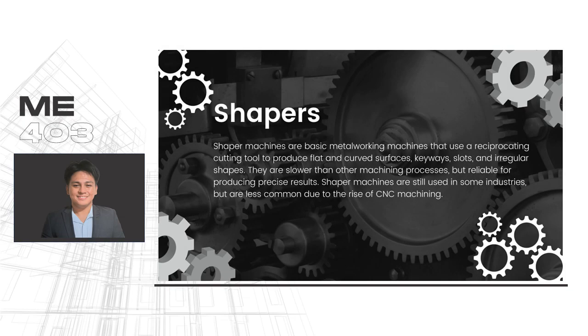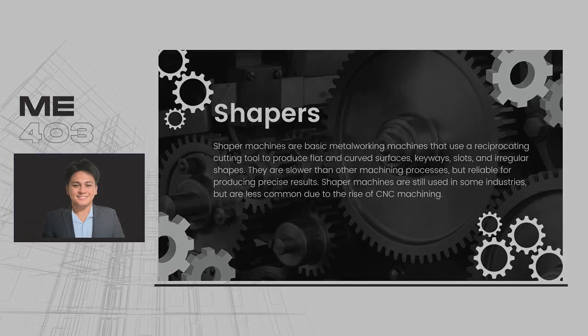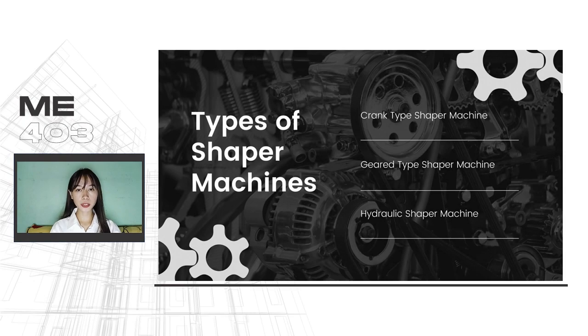A shaper is used as a reciprocating cutting tool for flat and curved surfaces, keyways, slots, and irregular shapes. This may be slow, but it is reliable and has satisfactory results. These are still used in some industries, but are not as common given the rise of CNC machines. Similar to any other machine, shaper machines vary in types. These include the crank type shaper machine, geared type shaper machine, and hydraulic shaper machine.